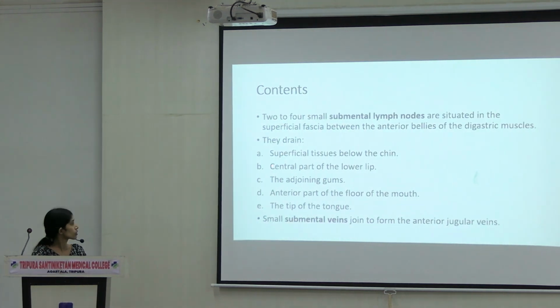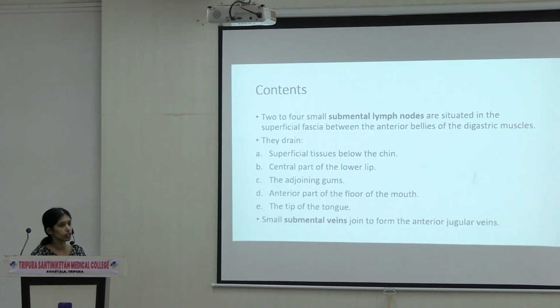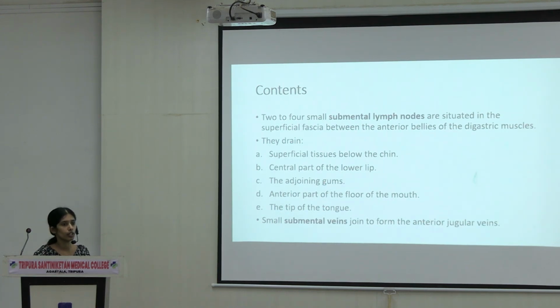And they drain starting from the superficial tissues below your chin region, followed by the central part of the lower lip, then the adjoining gum part, then the anterior part of the floor of the mouth, then the tip of your tongue region. This is how the lymph will flow in your submental triangular region. Any doubts in this?